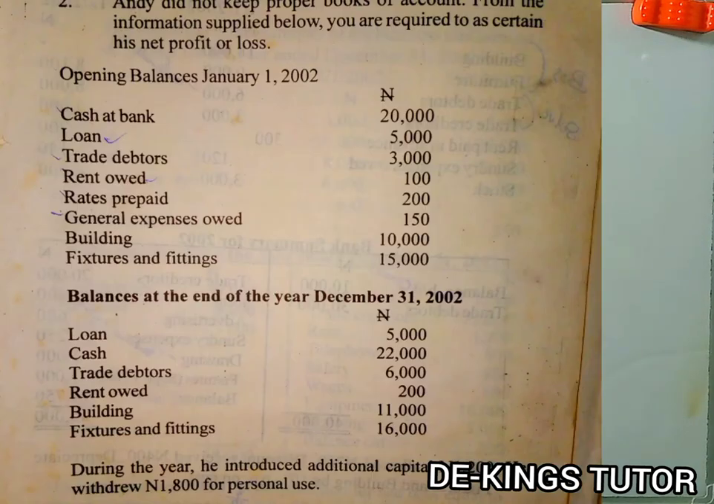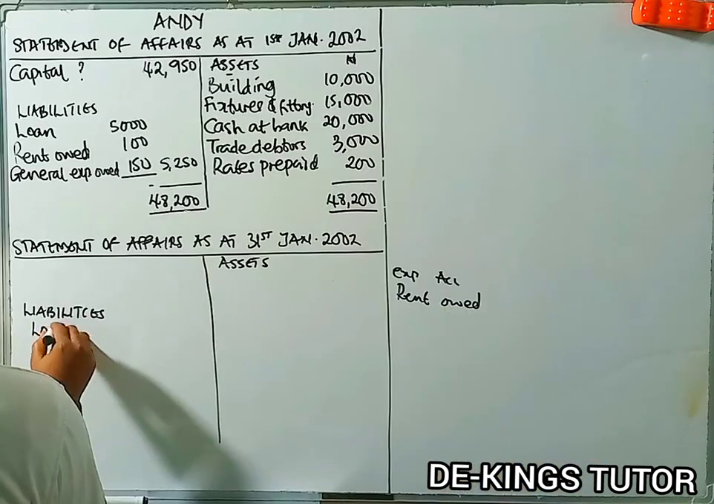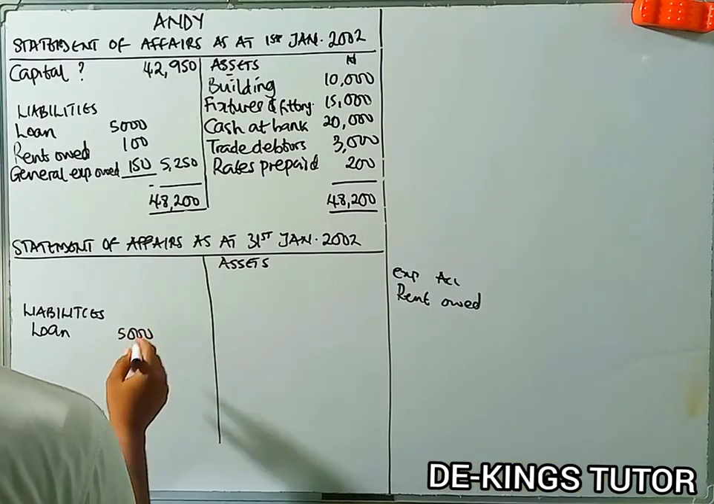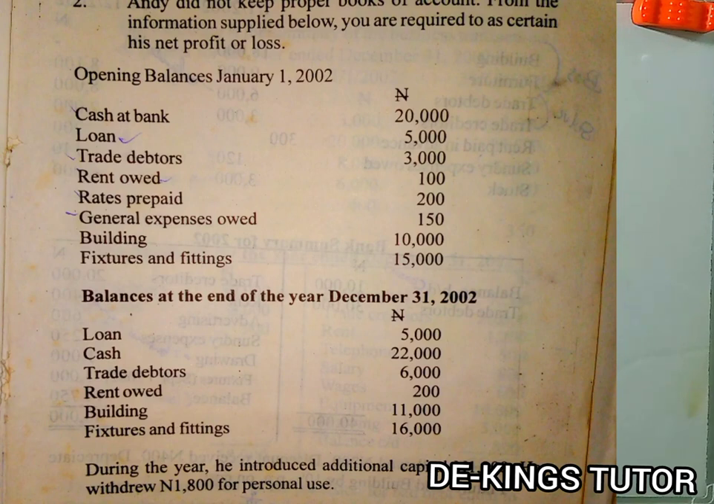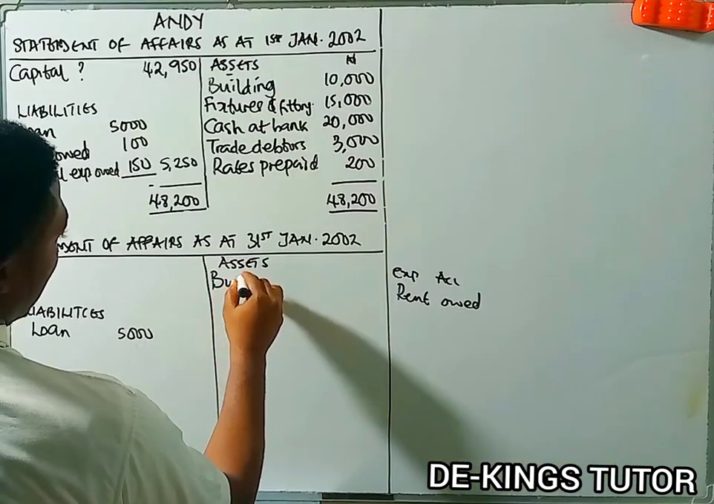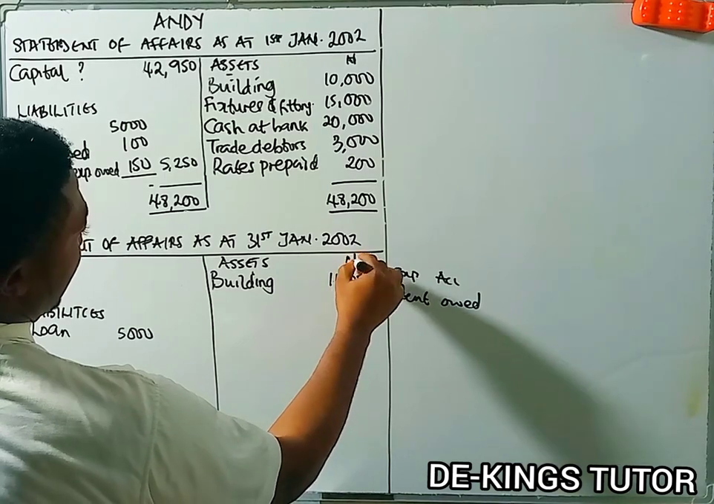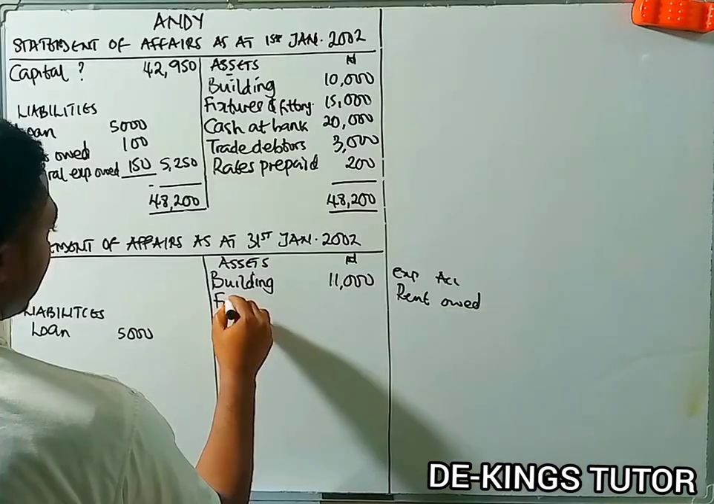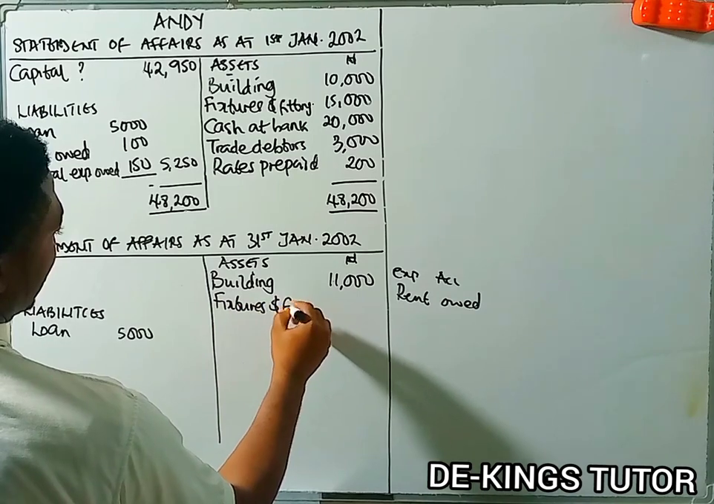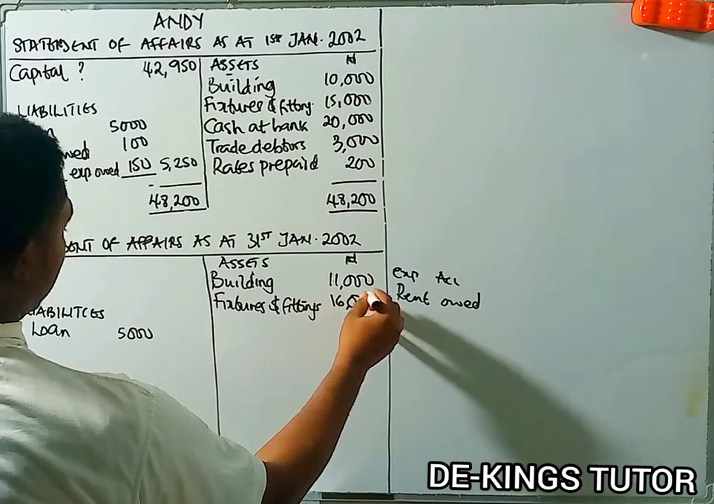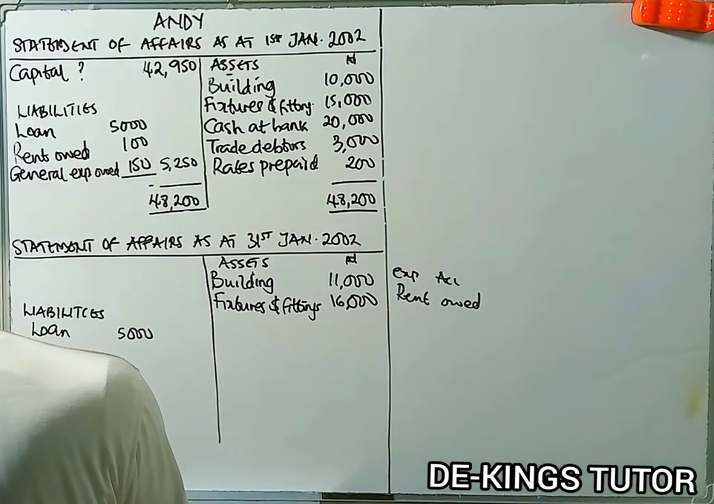So liability. The first item there is loan. So loan is a liability. So we have loan. How much is it? Loan is 5,000. The next one is cash. But like I said, in order of permanency, we are going to use our building first. Building is 11,000 there. Okay. The next one is fixtures and fitting. How much is it? 16,000. Okay.